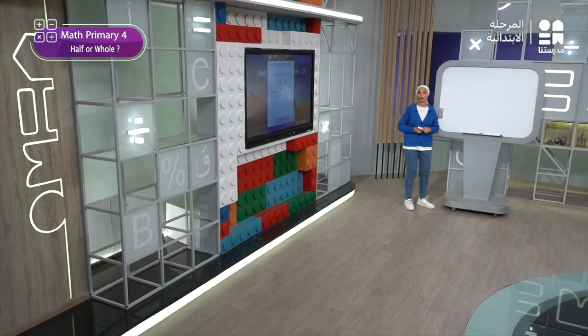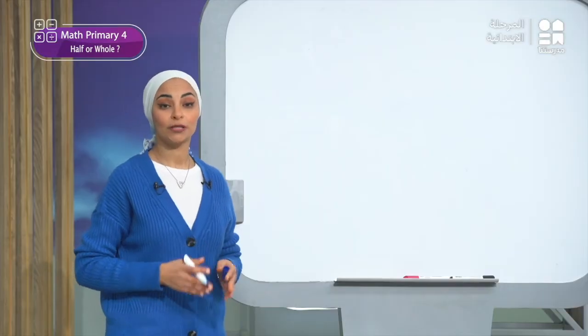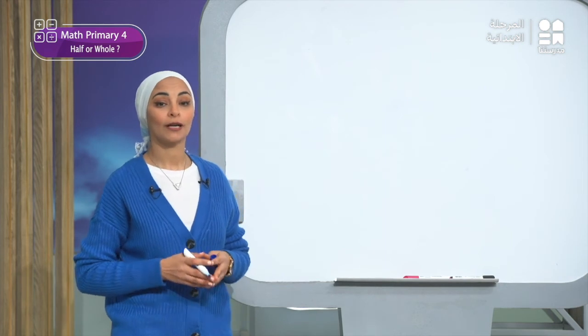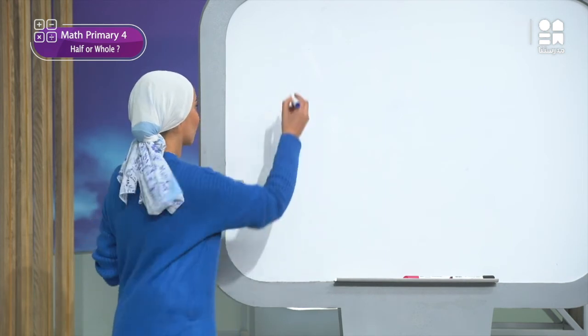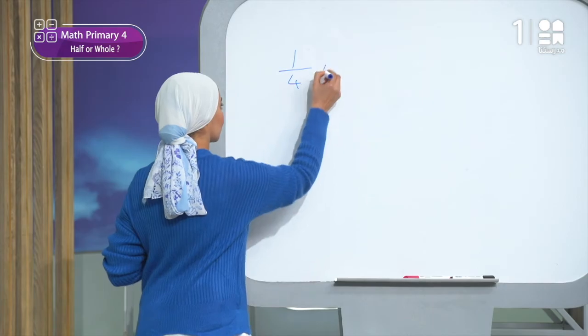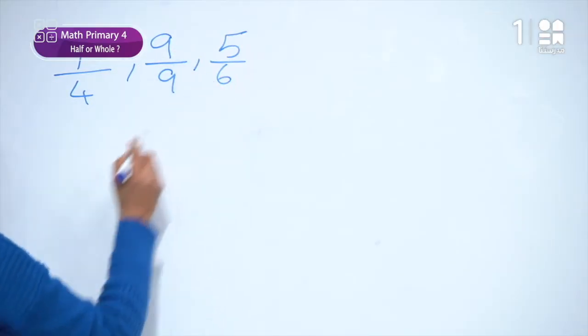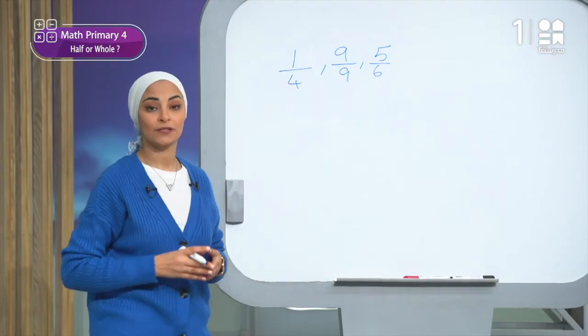Okay, and here in problem number 2, we need to order the fractions 1 over 4, 9 over 9 and 5 over 6. 1 over 4, 9 over 9 and 5 over 6. We want to order these fractions.